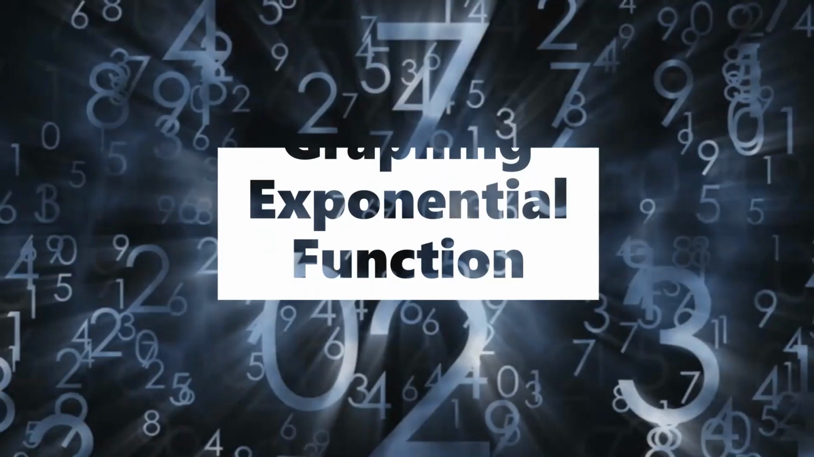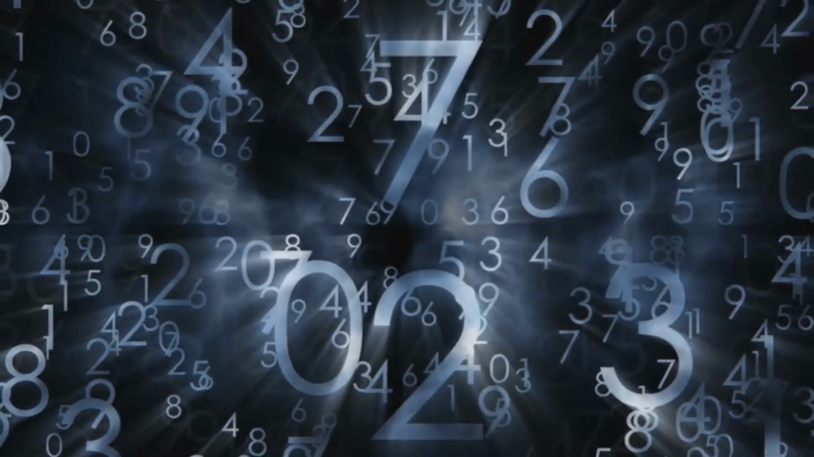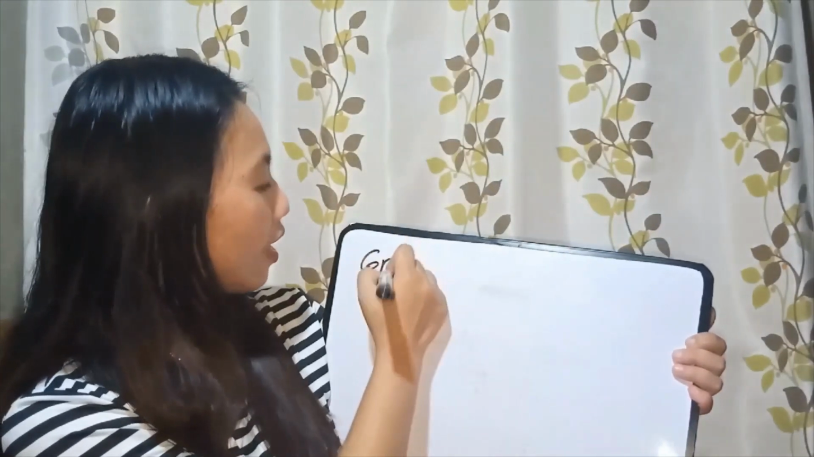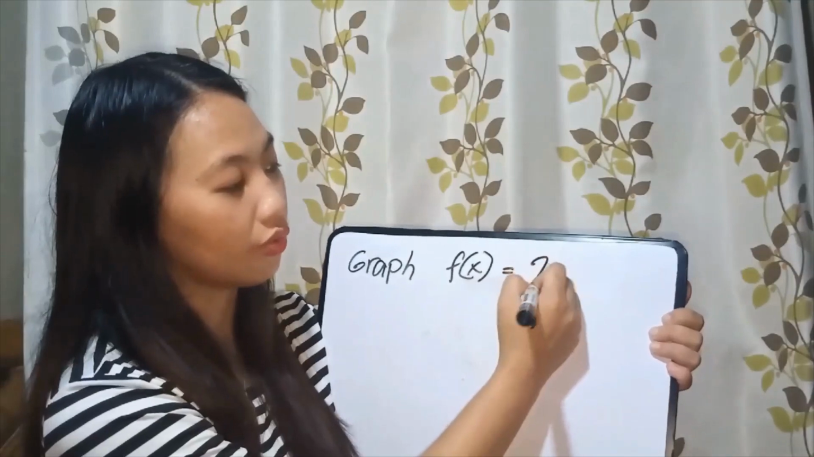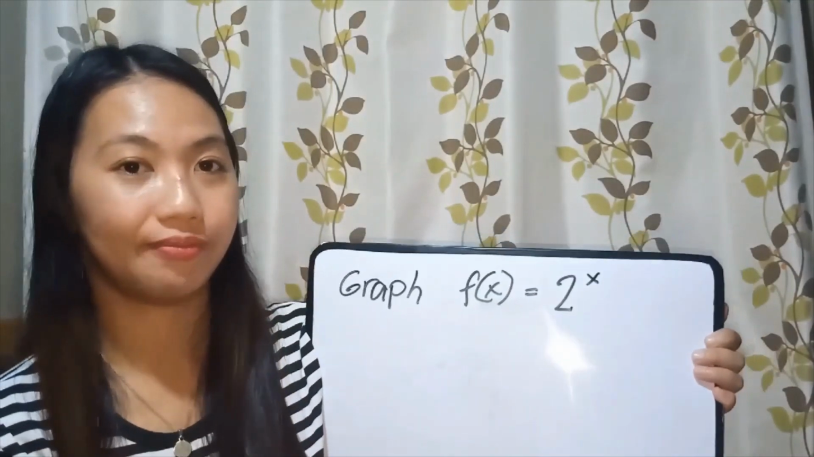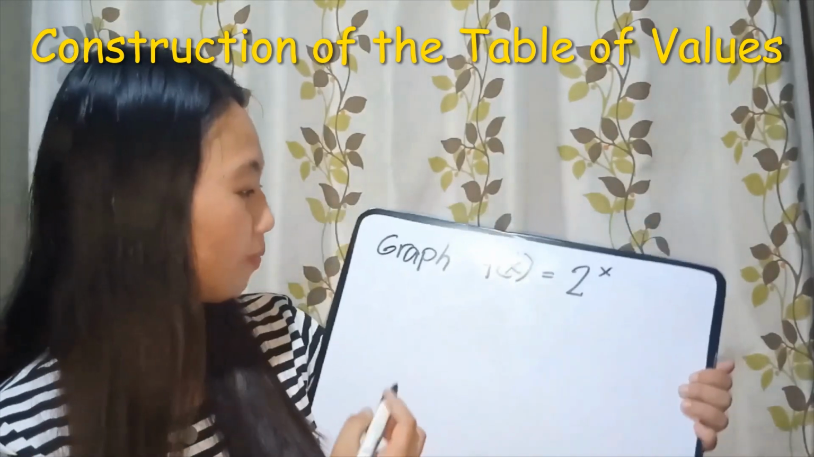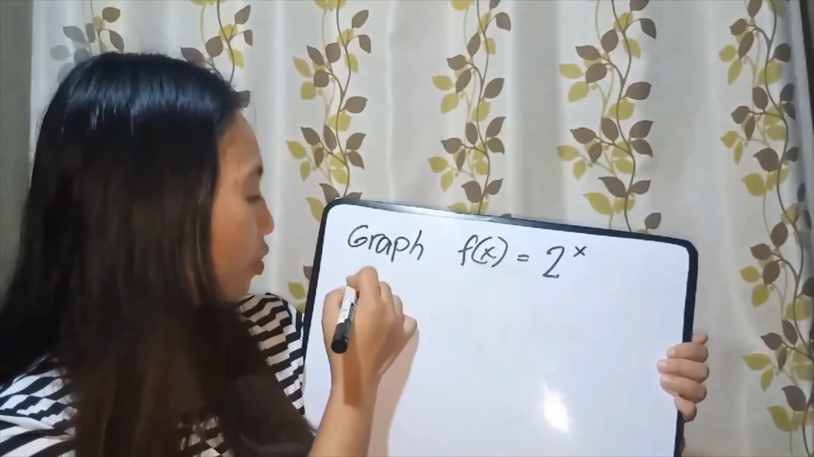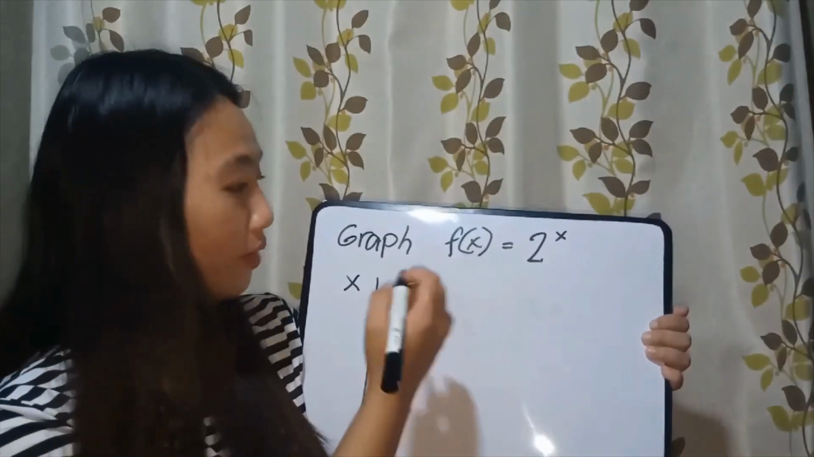Let's graph some exponential functions. Let us graph the function f of x equals 2 raised to x. Start with the construction of the table of values. Here, I will use the column type. We have the values of x and we have the value of the function.